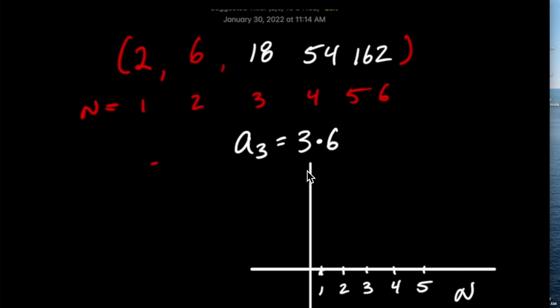These are the positions in the sequence. Now we graph the values on the y-axis. First value is 2. Next value is 6. Next value is 18. Next value is 54. And this thing skyrockets like that. That's what these things do, the exponential equations. Okay, let's do another one.